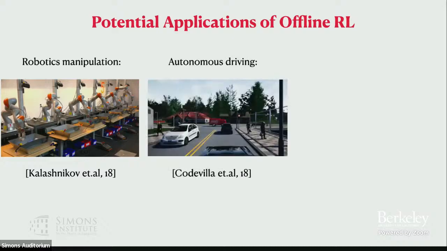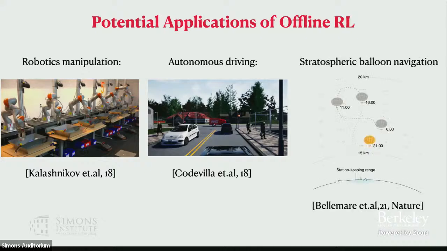And another application is autonomous driving, where human drivers could contribute a lot of data. But in this kind of case, if you want to do random exploration in the real world, it might be a little bit dangerous, right? And then I think the third application, which I personally really like, is this blue navigation example.